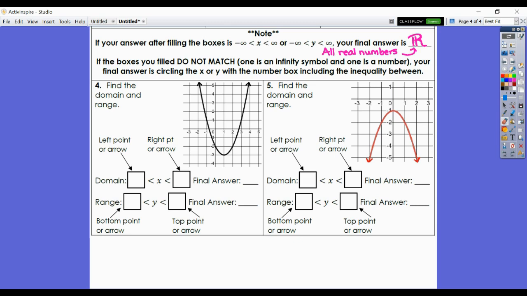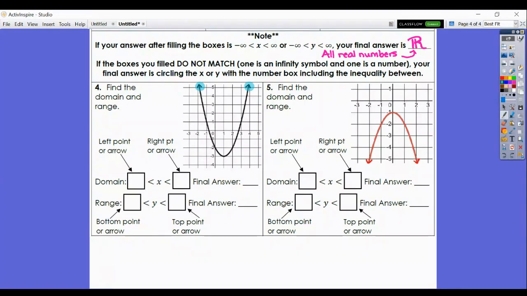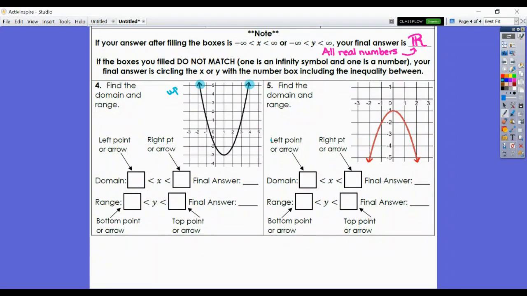For number 4, we want to find the domain and range. I'm again going to do just what I did before in my blue color. I'm going to highlight the left and highlight what's on the right. Note that this time, when I highlighted that left side, it was an arrow. That arrow is going to keep going up and left. I'm not worried about the up, but I'm worried about the left.